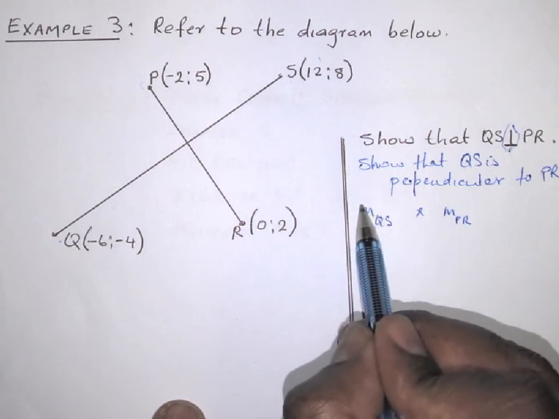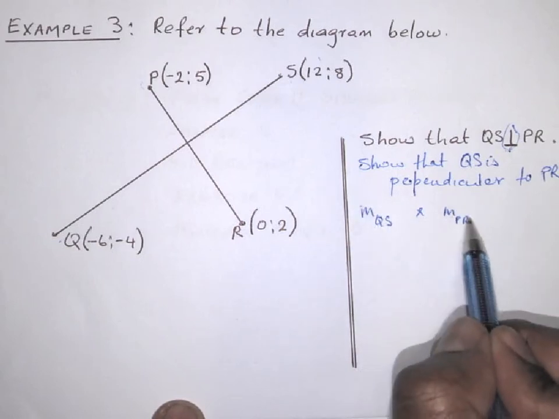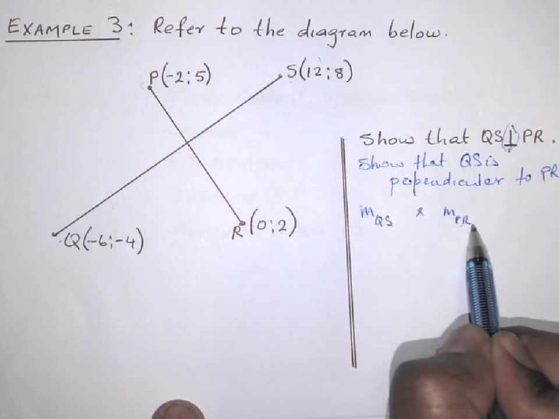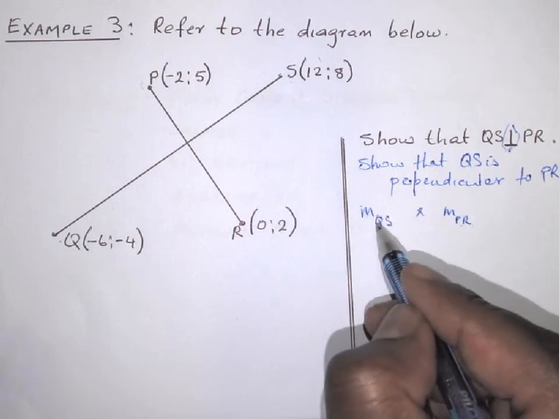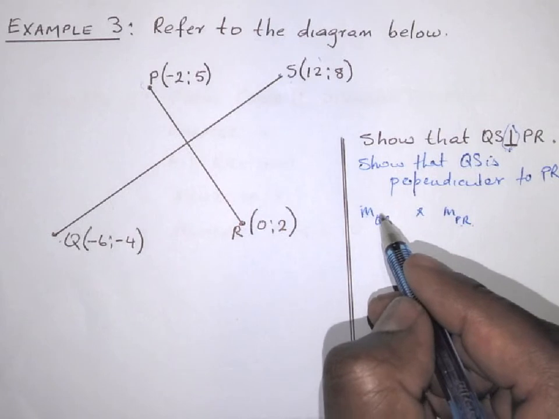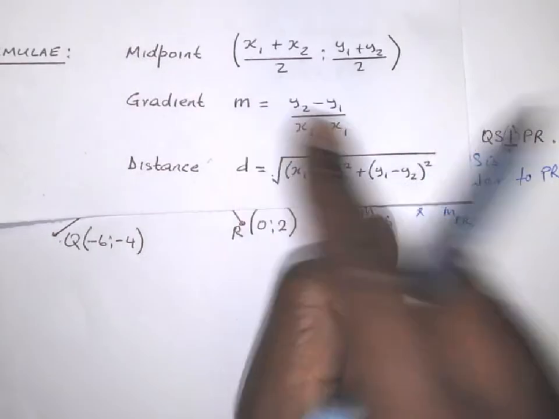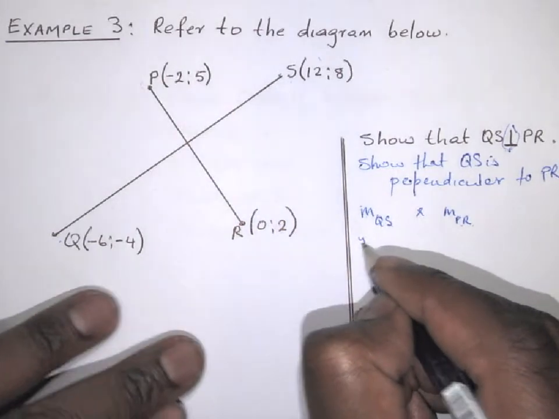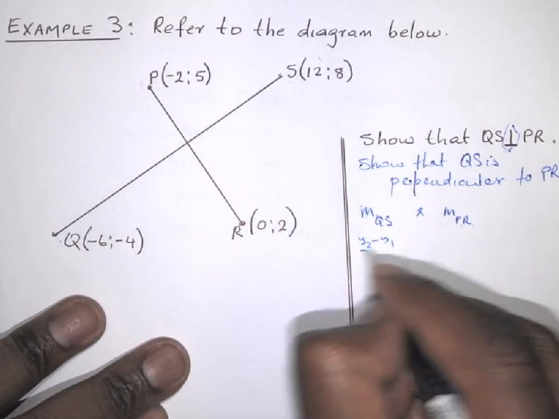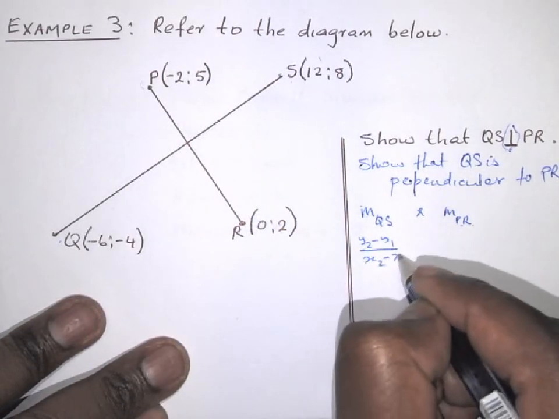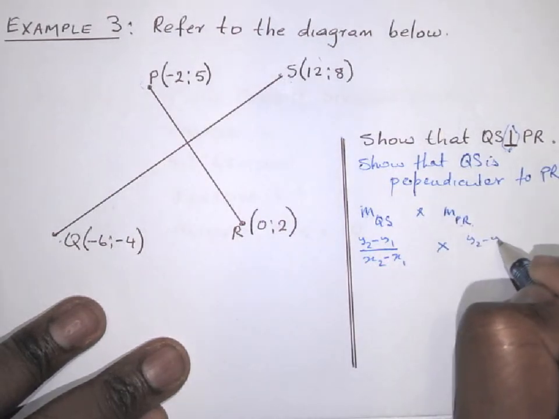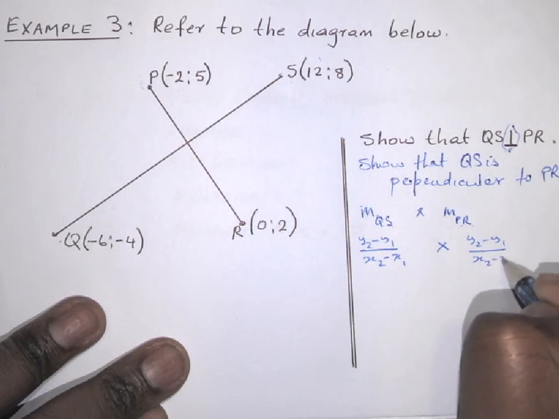Some may ask, what is this? M is the gradient of which line? M, gradient of QS, gradient of PR. So we'll multiply them. We know how to find the gradient again. To find the gradient, we use the formula. Always remember, y2 minus y1 over x2 minus x1. So I'll just write that: y2 minus y1 over x2 minus x1. We'll multiply with the gradient of this one, which is y2 minus y1 over x2 minus x1.